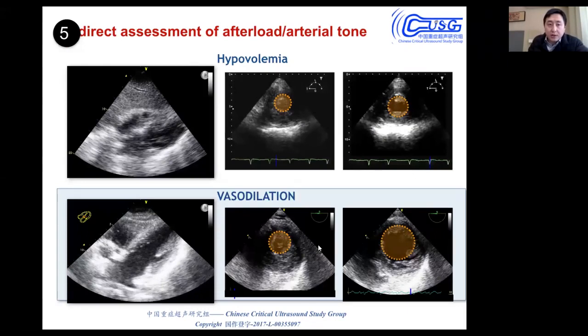And the fifth step will assess the afterload of the patient. If the patient has a normal volume status and a normal heart function, then if the patient is in shock, we can conclude that the patient has decreased arterial tone, and we call this decreased systemic resistance.